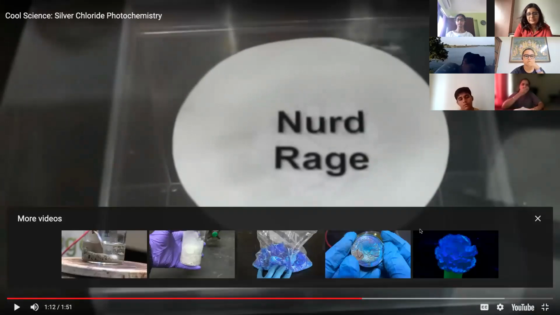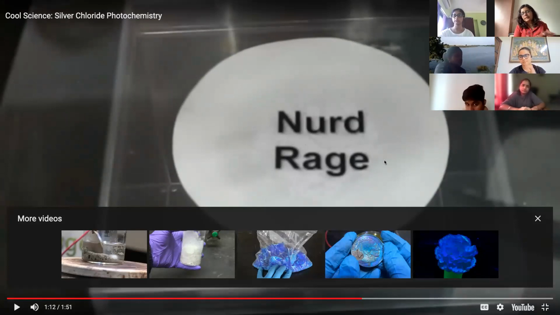Okay. So we missed the beginning part of it. What he made is fresh silver chloride. He dried it, cleaned it. He put it on this white color filter paper. Once it's done, then he put a transparent thing with this text on it. Okay, that's what happened so far.